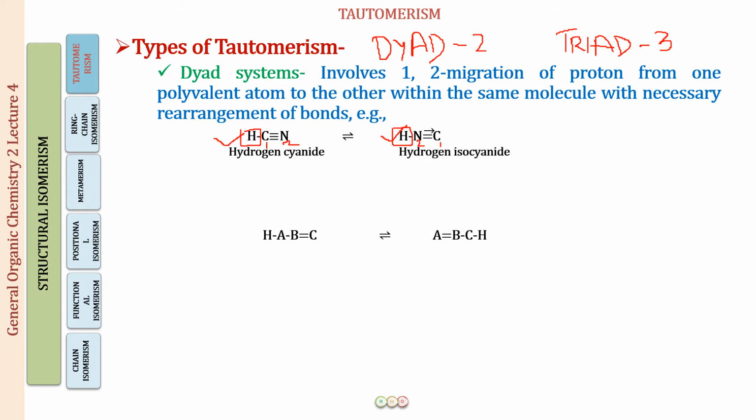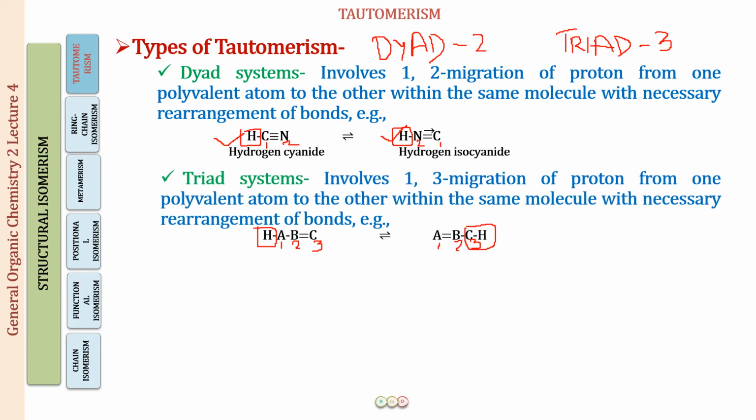Let me show you that. Alright. So we have, let us say, 3 atoms A, B and C. This is my atom number 1. This is my atom number 2. This is my atom number 3. Fine. So what you can see is here the hydrogen is attached to atom number 1, sorry, atom A, and here it is attached to atom number 3. So the hydrogen has shifted from position number 1 to position number 3. So such a system we call a triad system.